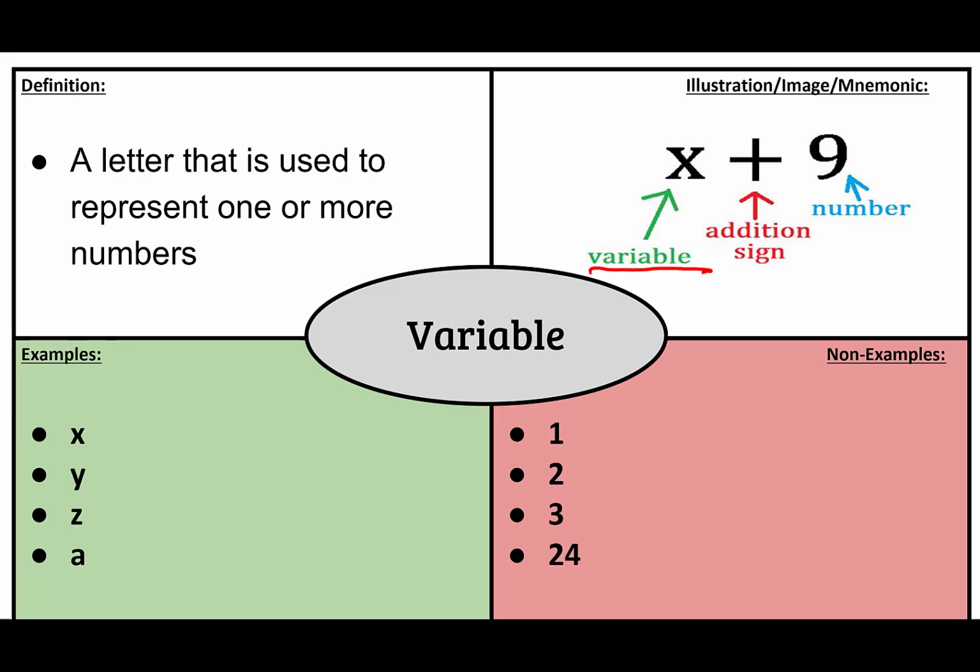If we were to compare some examples and some non-examples down here in this green and red section, some examples of variables that you might see in an algebraic equation are any letters that you might see. So we have just some general letters, some examples of variables. We have x, we have y, we have z, we have a.